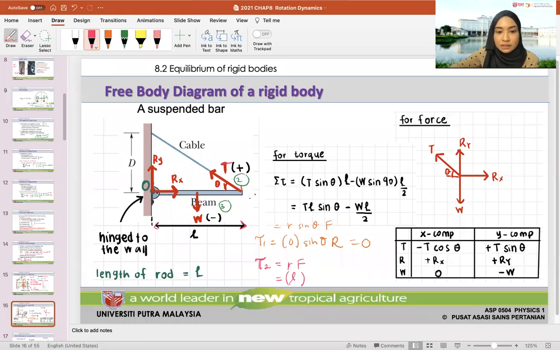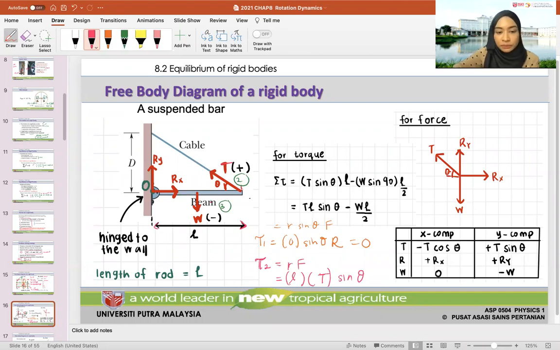What is my F for this guy? Tension, right? Tension. What is the angle? It's just theta, right? We don't know. Theta. Sine theta. So L, T as in tension, sine theta. So this is torque number 2.